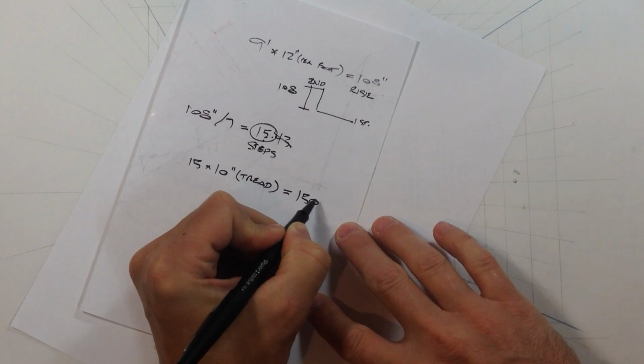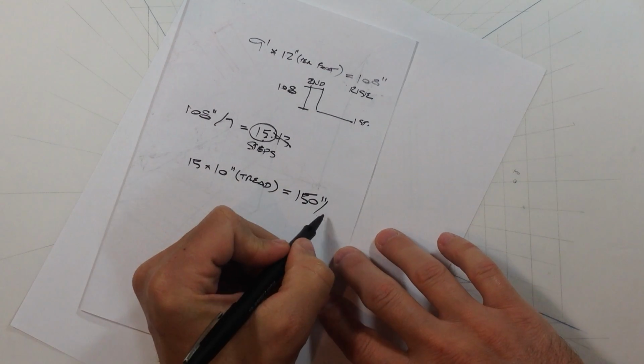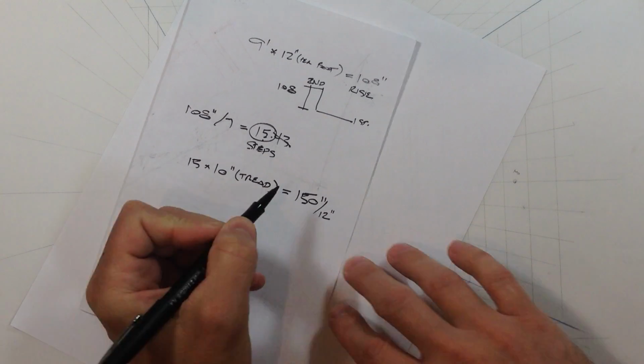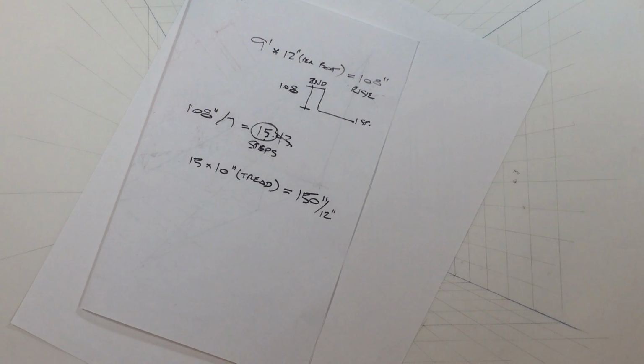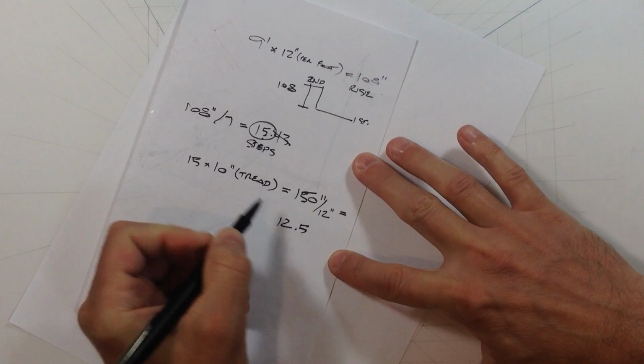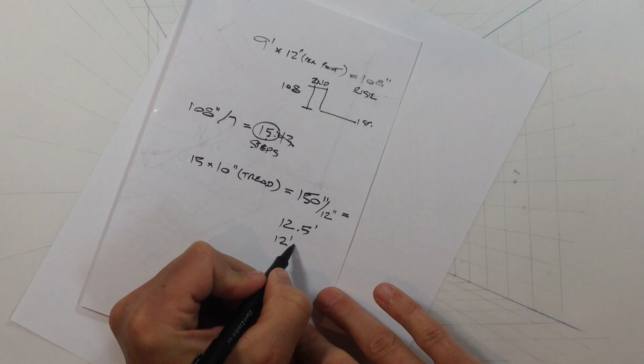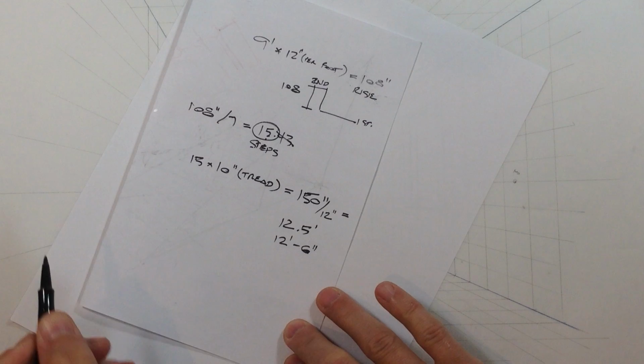Gives me obviously 150 inches, that one's an easy one to do off the top of my head. And then divide that by 12 inches per foot. And we get 12.5. Now this is 12.5 feet, so 12.5 feet is 12 feet 6 inches, okay?